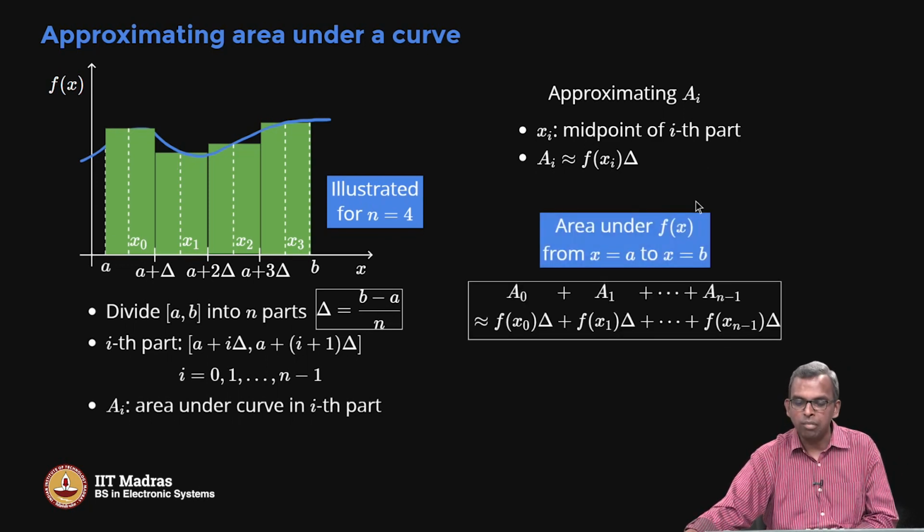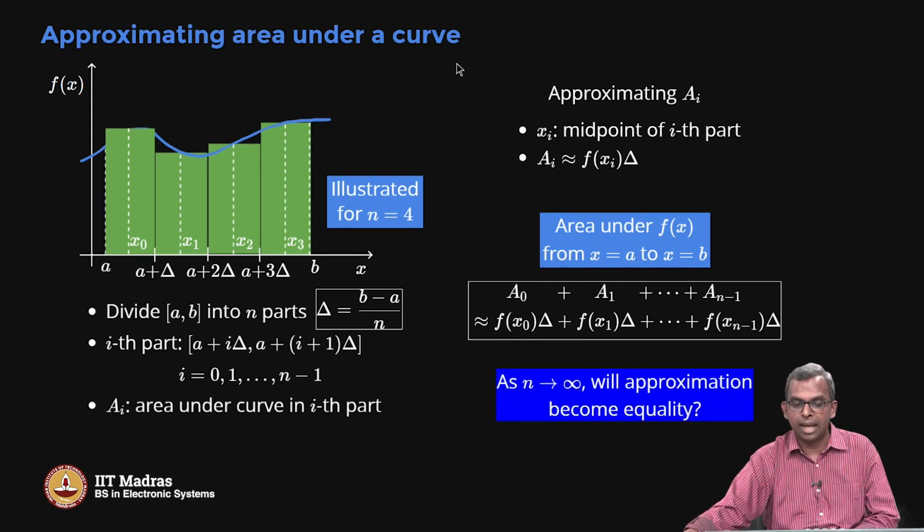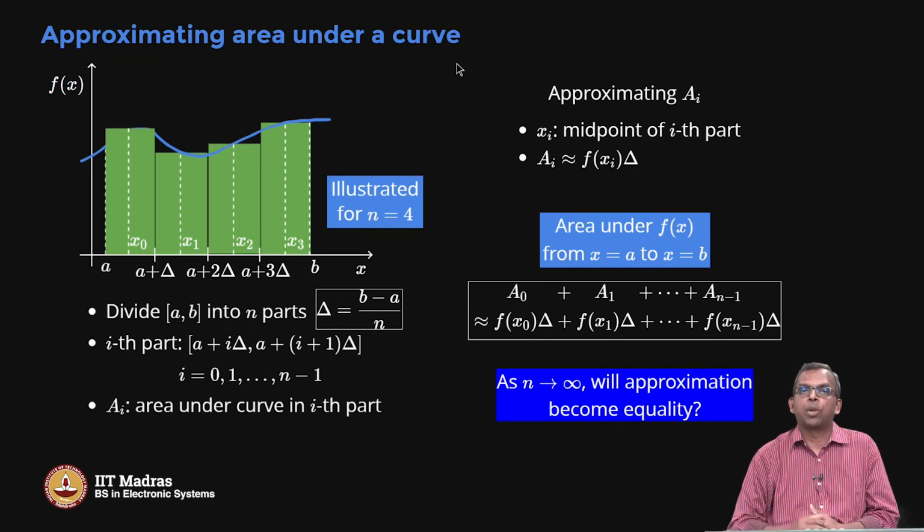Okay. So, area under f of x from x equals a to x equals b, this whole area is actually a0 plus a1 till a n minus 1. This is approximately f of x0 into delta plus f of x1 into delta plus so on till f of xn minus 1 into delta. Okay. So, this is the crux to approximating area under a curve. Is that okay? Now, as I increase n, what happens to the approximation?